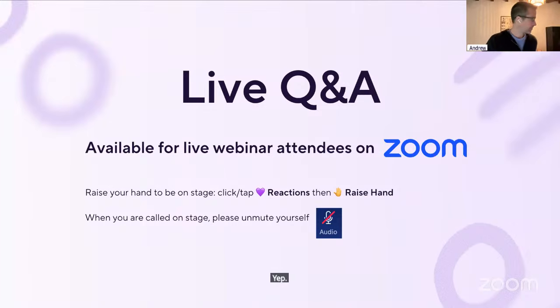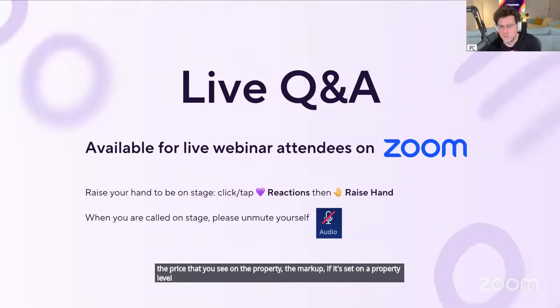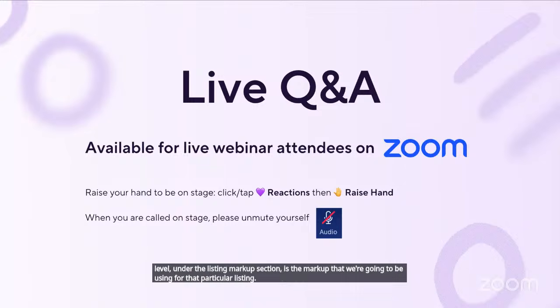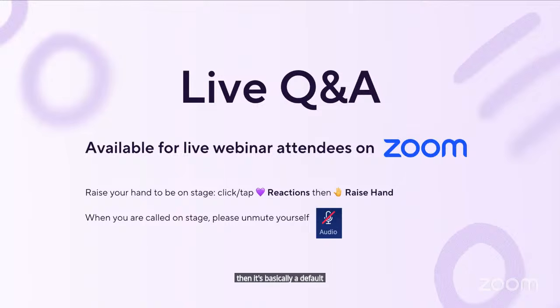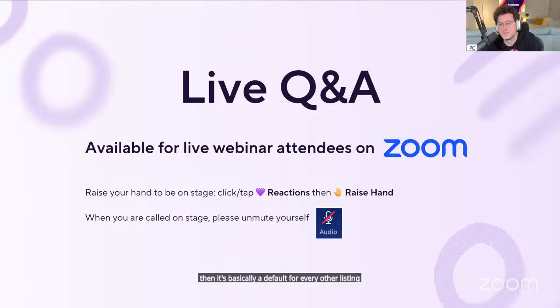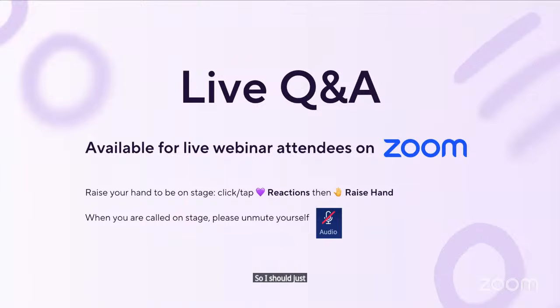Yeah. The markup, if it's set on the property level under the listing markup section, is the markup that we're going to be using for that particular listing. And then it's basically a default for every other listing that doesn't have a value explicitly set. So I should just clear them to get the settings to come over from the overall settings. If you want to, yes.